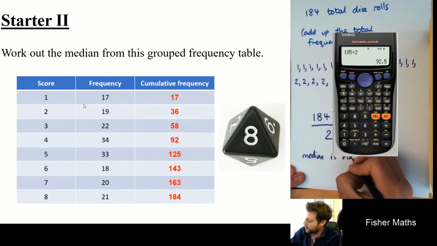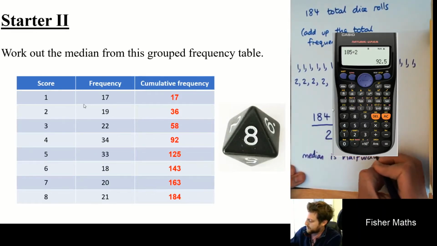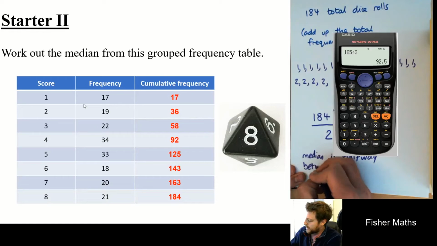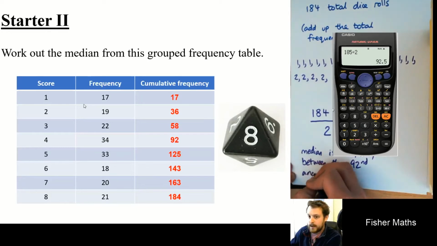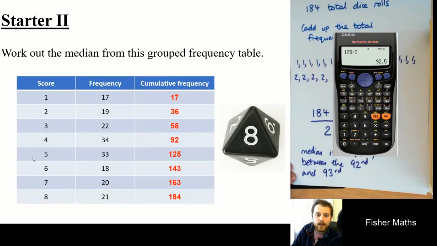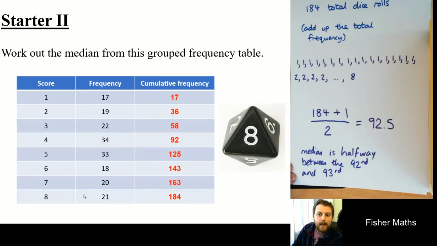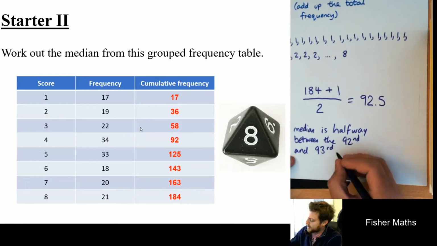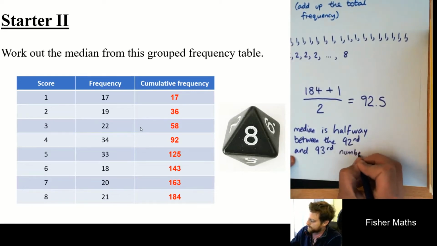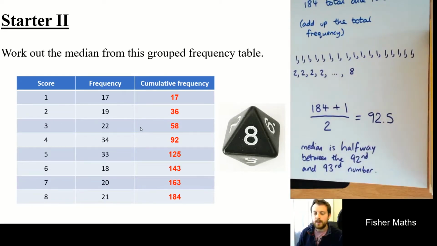is halfway between the 92nd and 93rd. I've just realized the calculator's in the way. One sec, guys. There you go. Median is halfway between the 92nd and 93rd number, because that was the answer.